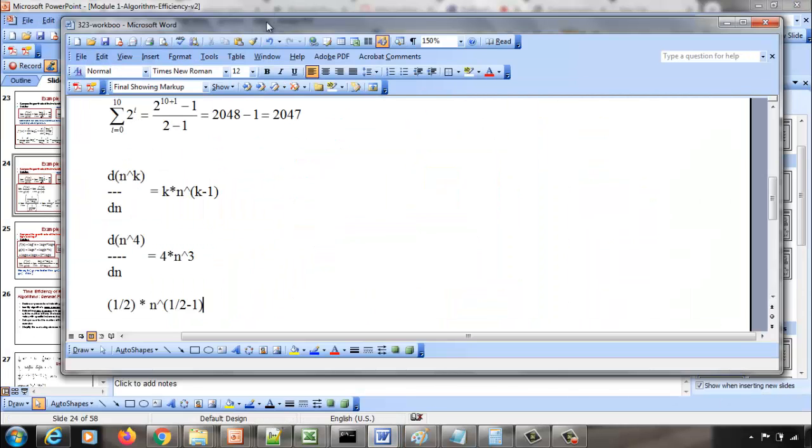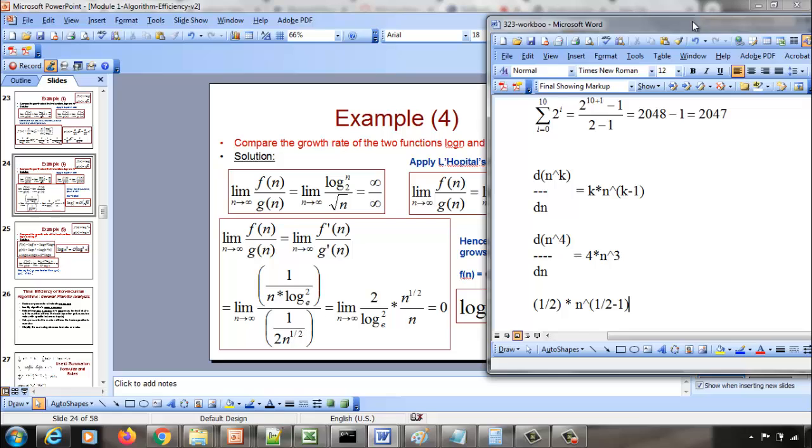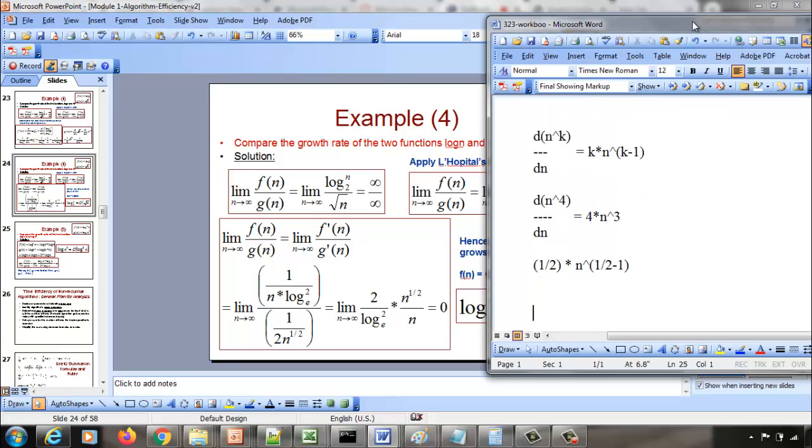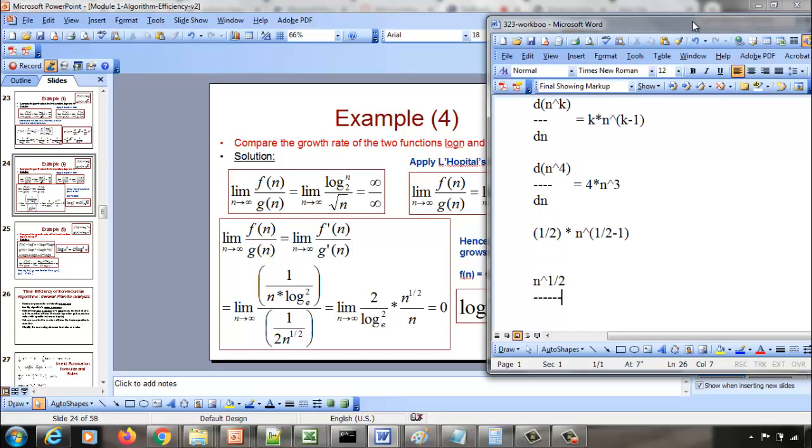It's just math here. The 2 over log 2 to the base e is a constant, so we can keep it as it is. So n raised to half divided by n is nothing but n raised to half minus 1, right?